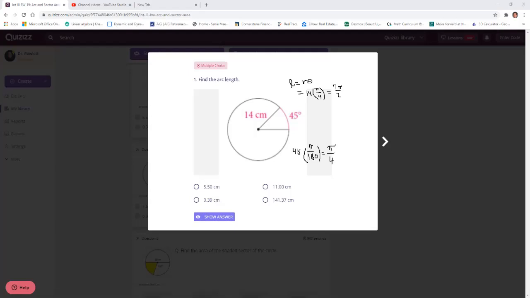And if I type 7 times pi into the calculator and then divide by 2, I get 10.99, which is pretty much, actually it's a little bit larger than 10.99. It's 10.9955 and so on. So I'm going to select 11, right? Because that's going to be the best estimate.